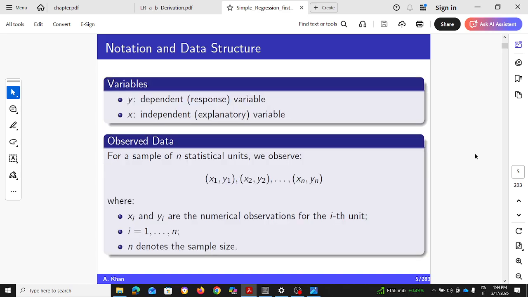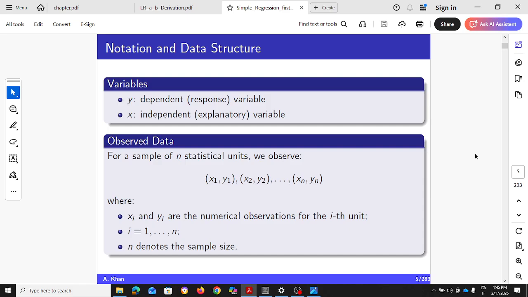Now, before going deep, we need to keep some notations in mind. Okay? So for us, y is the dependent variable. Sometimes it is also called the response variable. Okay? Which is a kind of output, which is a kind of response. Okay? And x is the independent variable, which explains what the phenomenon is doing, which is our real data and what we want to investigate.